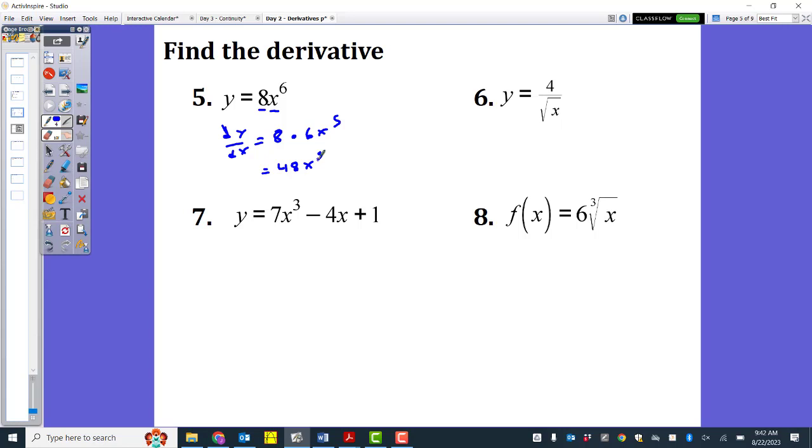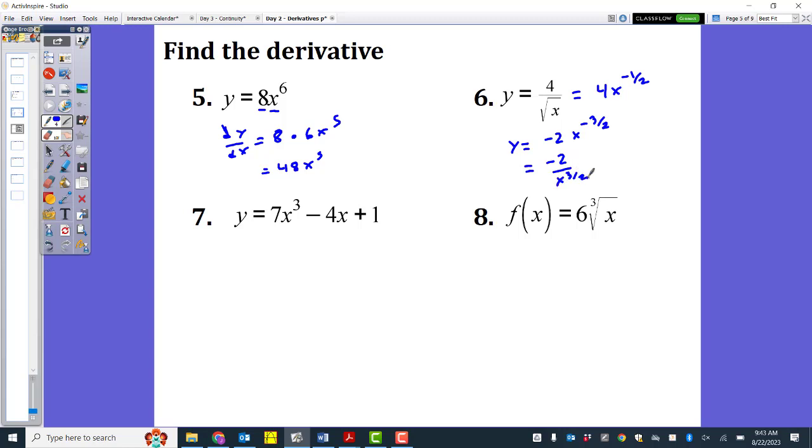Similar thing here with the exponent in the last one, the last page. We can rewrite this as 4x to the negative 1/2. So y equals negative 2x to the negative 3/2, because we're subtracting 1 from the exponent, and we pull down the 1/2 and multiply it by 4. So we end up with negative 2 over x to the 3/2.